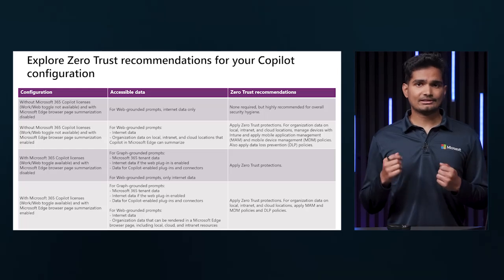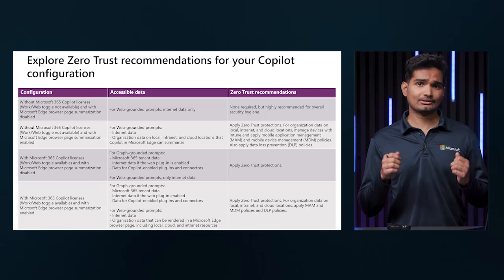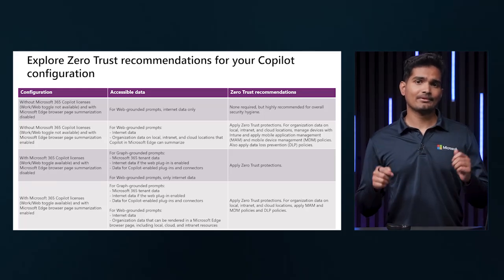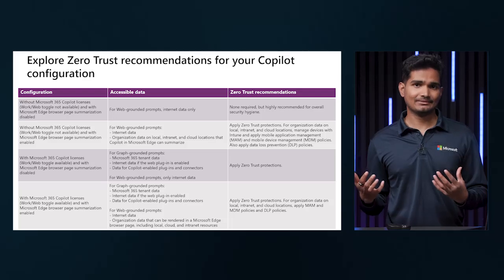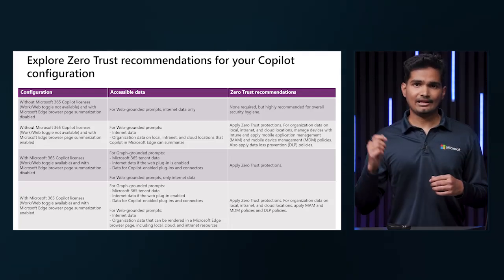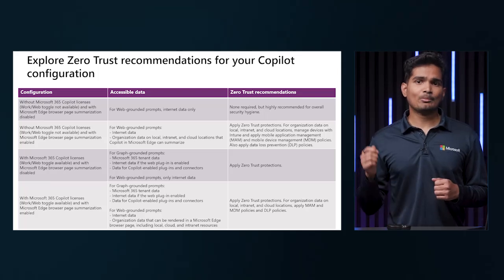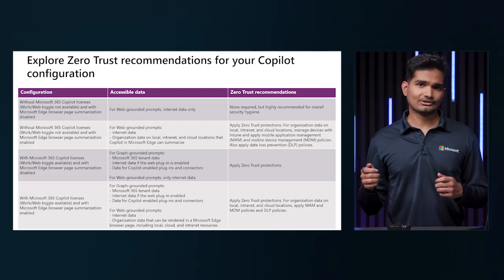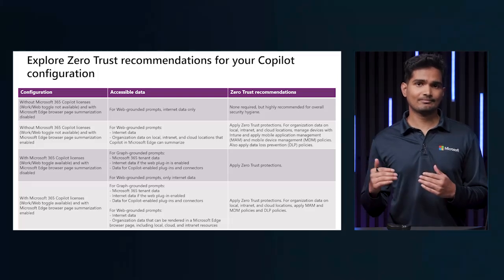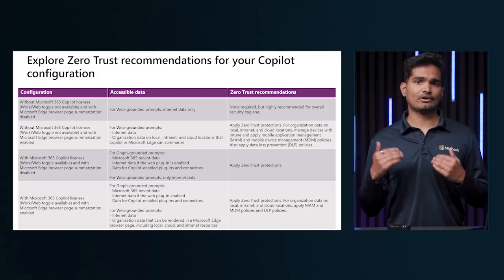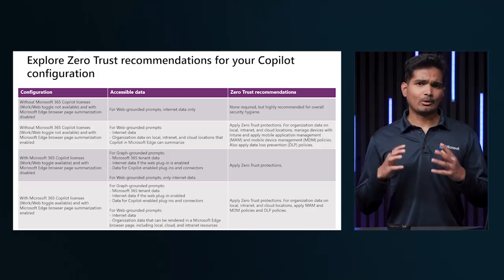With Microsoft 365 Copilot licenses, Work Web toggle available, and Edge summarization disabled, the data that's going to be accessible is Microsoft tenant data and internet data if the web plugin is enabled. Data for Copilot-enabled plugins and connectors. The zero trust recommendations here is to apply zero trust protections.